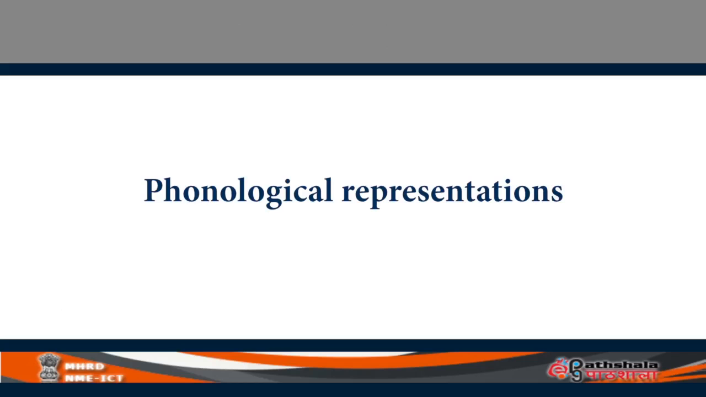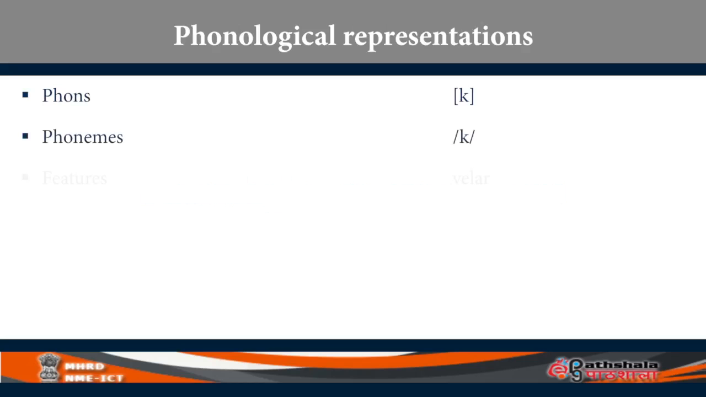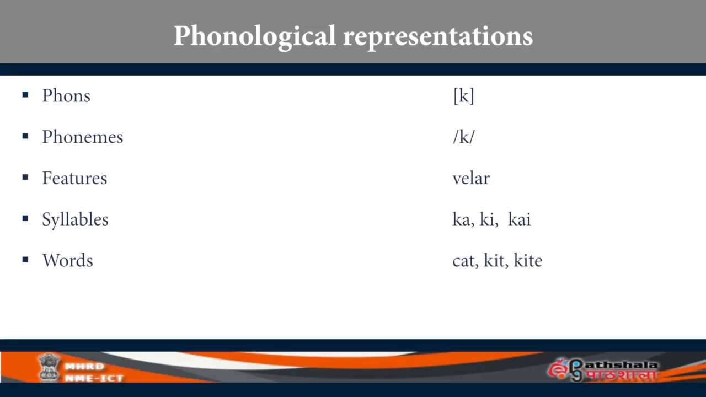You know from basic linguistics course that we make a distinction between phones, phonemes, features, syllables, and words. This is what I mean by representations. On the screen you will see phone is enclosed in square brackets because it's not established whether it is meaningful or not in a given language. Phoneme on the other hand is enclosed in slashes because we do that after doing phonological analysis and establishing phonemes of a given language. Then a whole lot of features make up the phonemes. So in this case, ka is a velar, and the velar consonant combines with the vowel to become a syllable. So ka, ki, kai, these are all syllables. Then you have words, so syllables come together to form words like cat, kit, kite. So these are phonological representations.